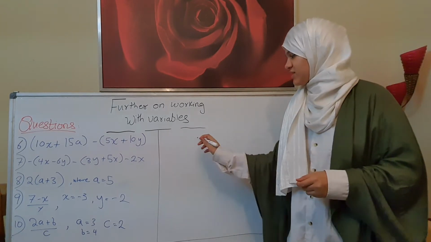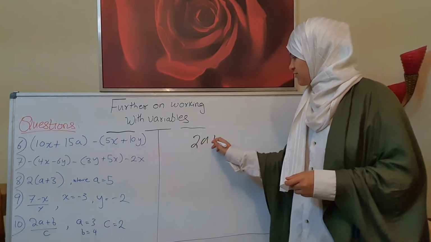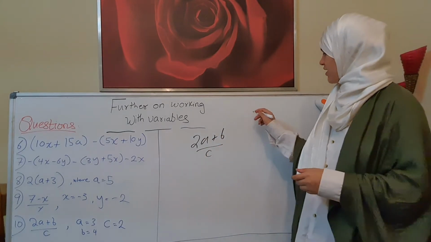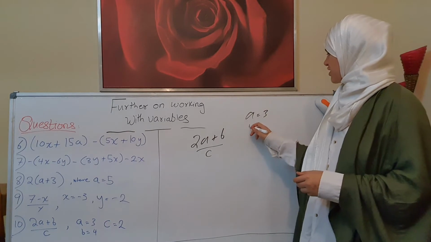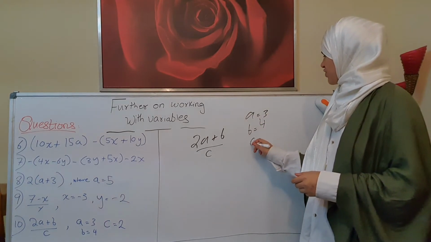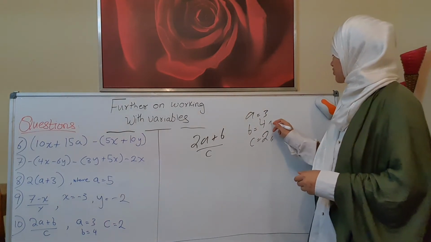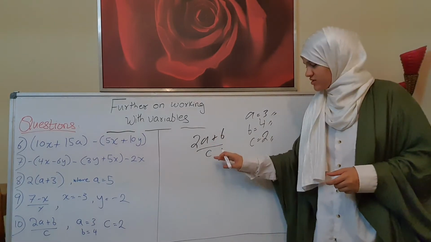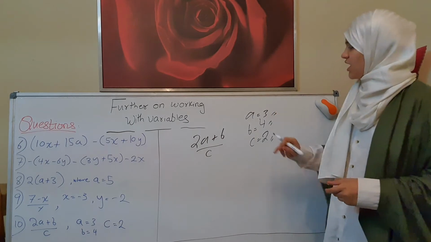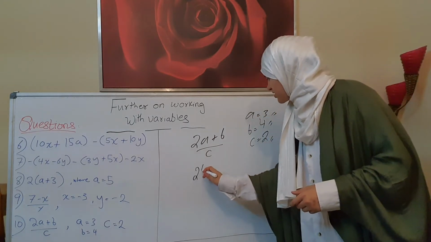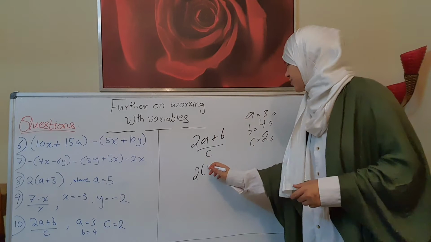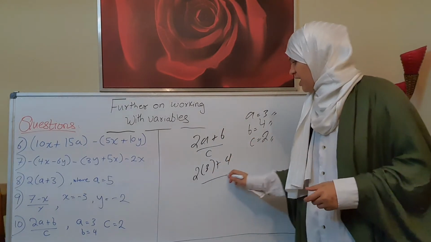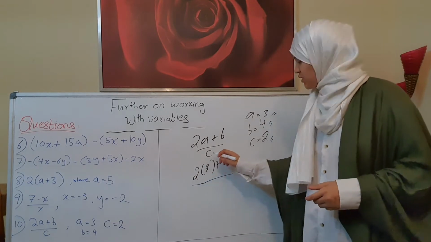Question number 10 says 2a plus b over c, where a is equal to 3, b is equal to 4, c is equal to 2. Now, in place of a, b, c, we'll put their numbers. Like for example, 2 times, in place of a, we'll put 3, plus in place of b, we'll put 4, and in place of c, we'll put 2.